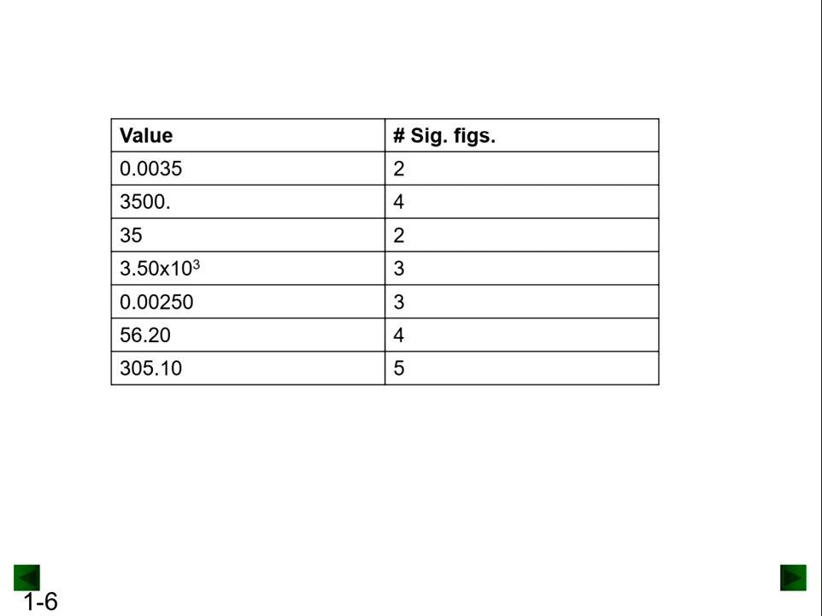The next number, 0.00250, has 3 significant figures. The first 0, of course, has no significance. It's just sitting there. But the 0.00, those are placeholders. The 2 and the 5, and then the following 0 all contain information. There's 3 significant figures there. The 250 at the end. 56.20 has 4 significant figures. 305.10 has 5 significant figures.